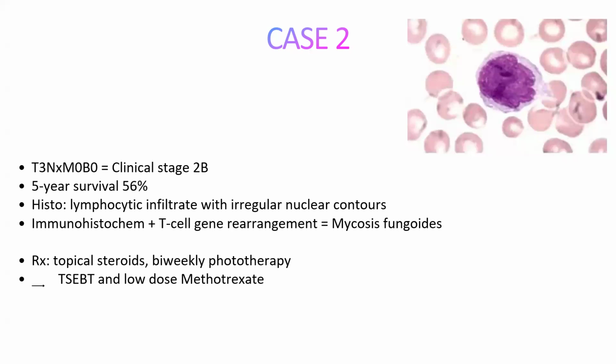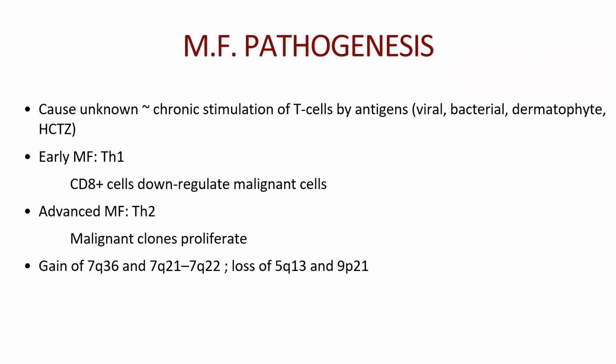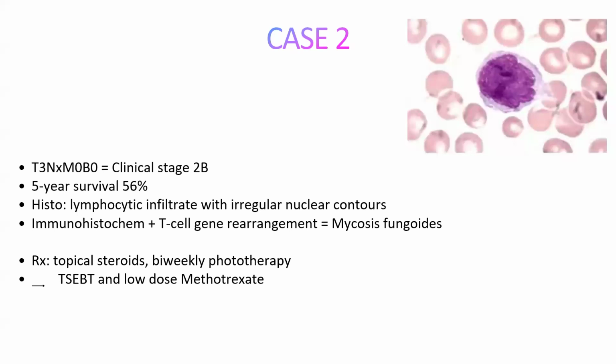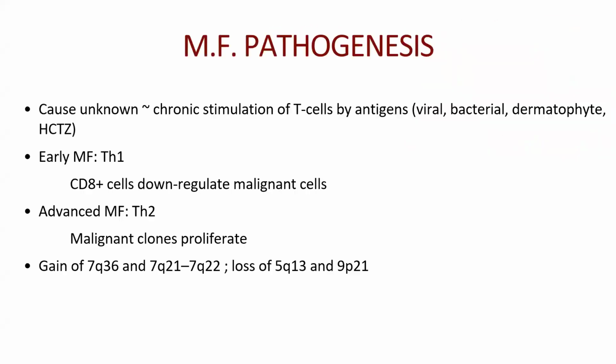Her histology showed a severe lymphocytic infiltrate with irregular nuclear contours, and you can see an example in the picture of a lymphocyte with irregular nuclear contours. Together, the clinical and immunohistochemistry picture led to a diagnosis of tumor stage mycosis fungoides, despite negative T-cell gene rearrangement studies showing a polyclonal population. She was being treated with ultrapotent topical steroids and biweekly phototherapy. But after the tumor developed, we escalated treatment to total skin electron beam therapy and low-dose methotrexate. This brings me to a further discussion on mycosis fungoides.